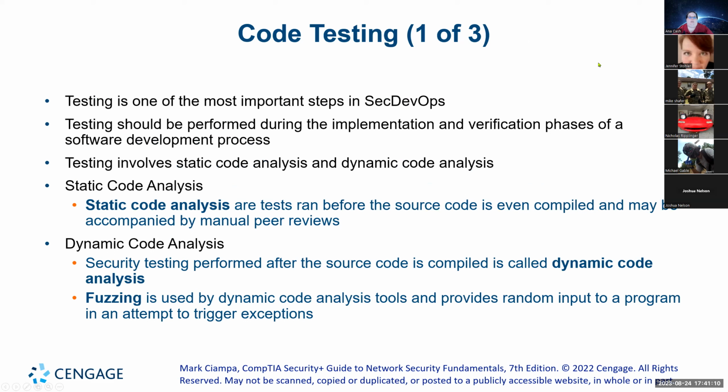Code testing. Testing is one of the most important steps of SecDevOps. Testing should be performed during the implementation and verification phases of a software development process. Testing involves static code analysis and dynamic code analysis. Static code analysis tests are run before the source code is even compiled and may be accompanied by a manual peer review. If you're smart, it's accompanied by a manual peer review.